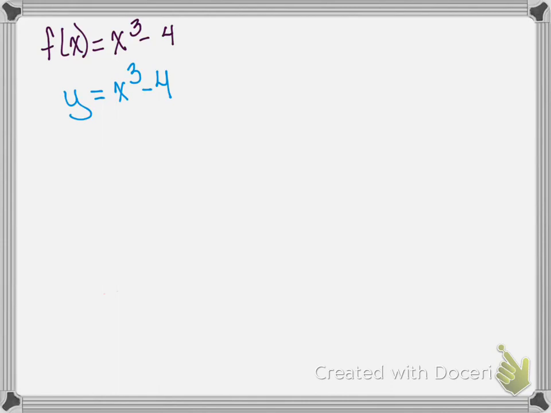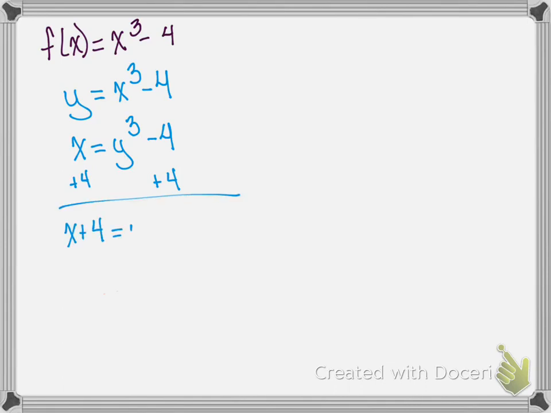Second thing I do is I switch x and y. So then I have x equals y to the third minus 4. The third step, and this is where sometimes we get uncomfortable: now we solve for y. The way I solve for y is I add 4 to both sides. I've got x plus 4 equals y to the third.